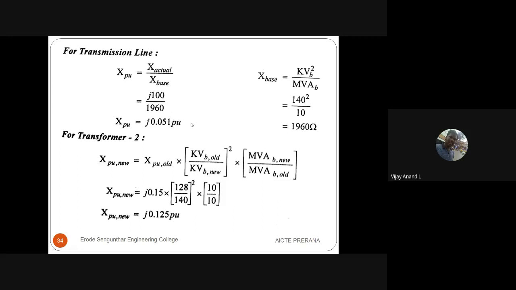Then we look at the second transformer. For the second transformer, XPU new is equal to, we know the formula, I don't want to repeat it again and again. We just have to substitute the XPU old value of the transformer, that is j0.15, and the KVB old value is 128 divided by the KVB new value 140, the whole square, into MVA new value 10 and MVA base old value 10. After calculating all these values, we get the final answer as j0.125 per unit.